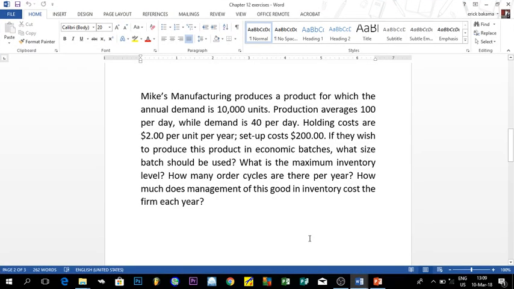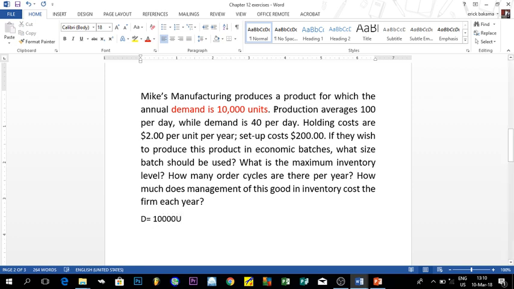The example that we have right now is about Max Manufacturing, which produces a product for which the annual demand is 10,000. As I said, since it's in the form of a case study, we first need to take down the data and summarize everything. They're talking about the demand, which is 10,000. Remember, this is the big D because they're talking about the annual demand. So we have a big D of 10,000 units.